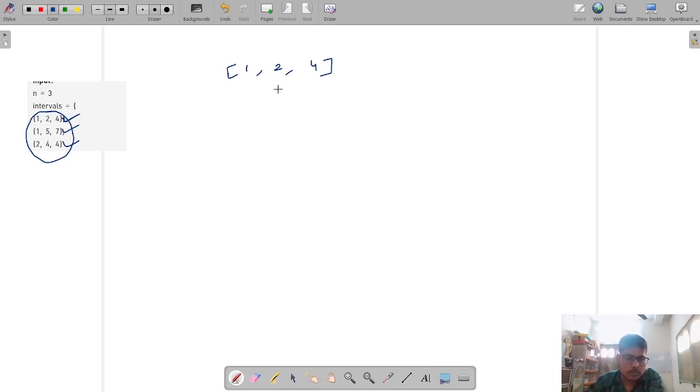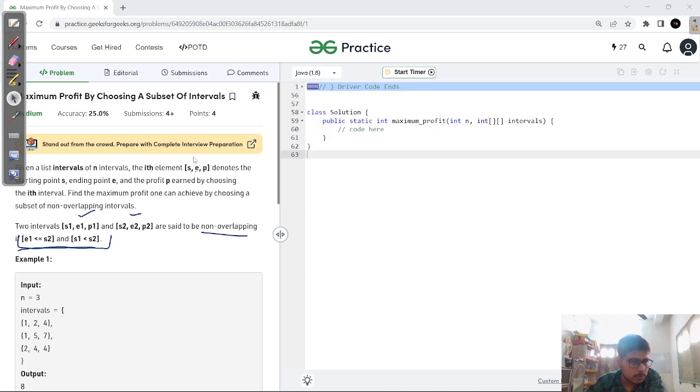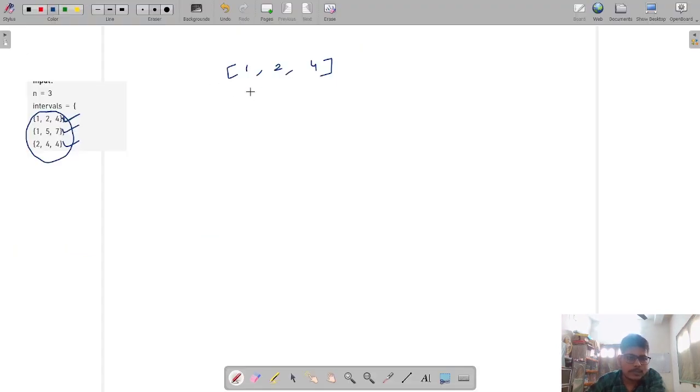Is it given that it's a time interval or not? No, it's not given. But let's take these as time intervals. This is a starting time and this is my ending time, and this is actually a job scheduling problem.